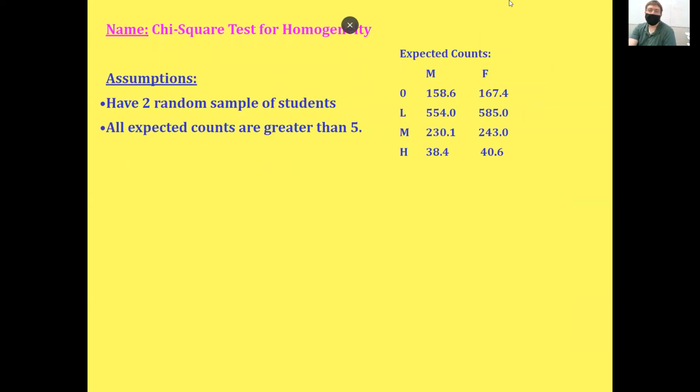Don't care. Okay, so here is our chi-squared test for homogeneity. What are our assumptions? That we have 2 random samples of students? Check. And that all expected counts are greater than 5? Check. So that's the matrix C, I guess, if you're talking about drawing one, Skylar, that's the one I'm looking for. So this is the expected counts.